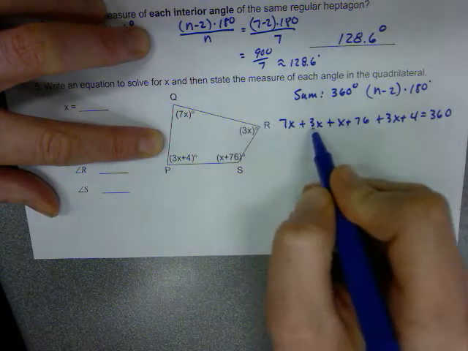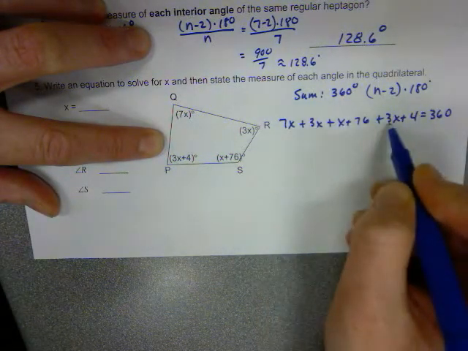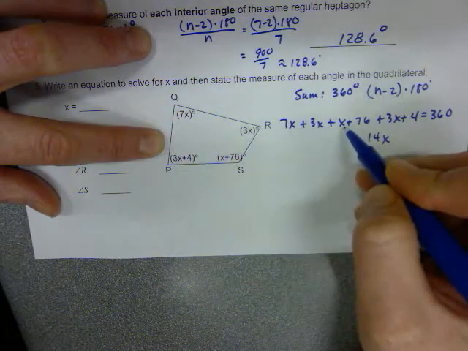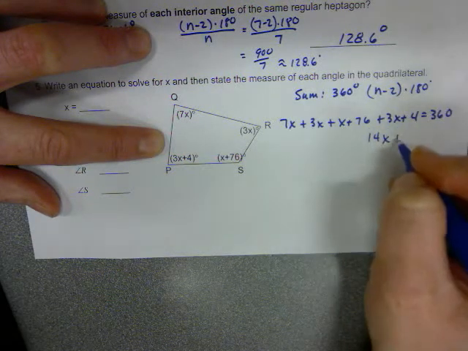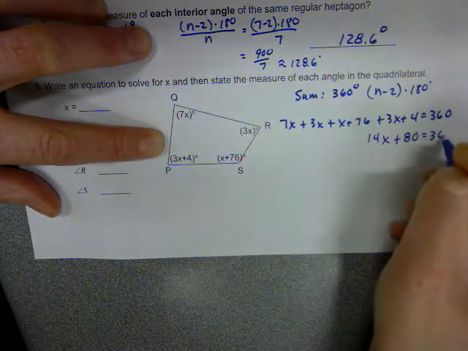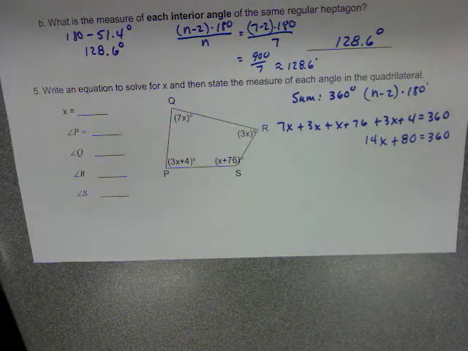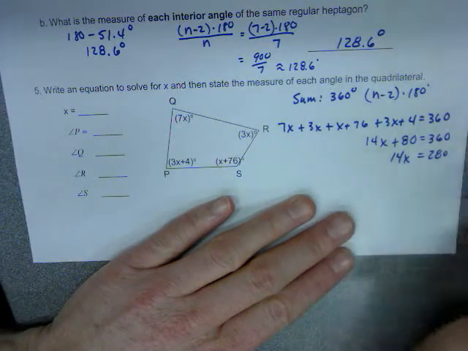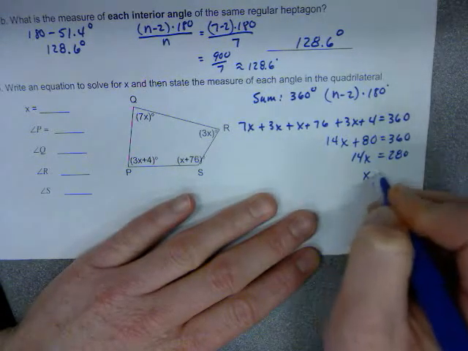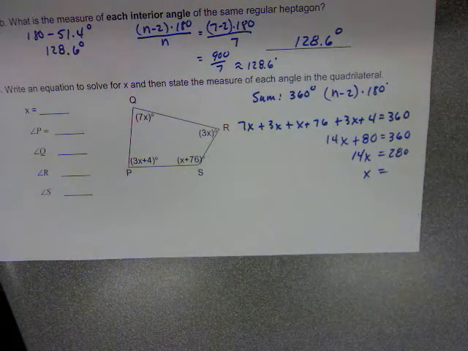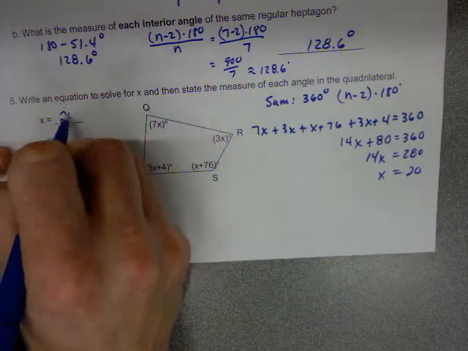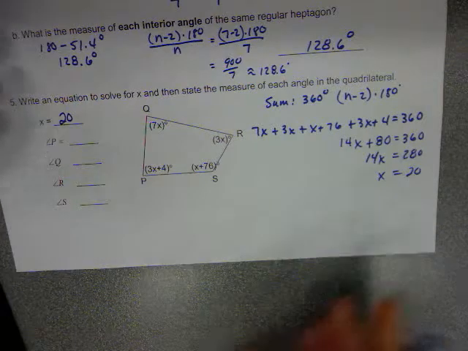So let's add up our x's. 7 plus 3 is 10, 11, 12, 13, 14. So we have 14x. And we'll add, that's 80, equals 360. So we'll do 360 minus 80, which is 280. So 14x is equal to 280. Divide by 14, and x is going to be 20. So the answer for x is 20, but we are not finished. We need to find all the angles.